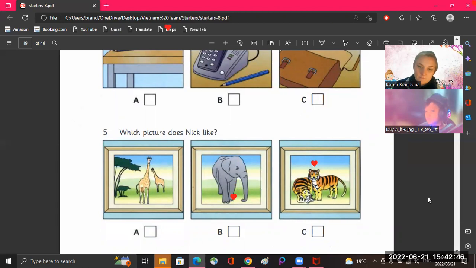Can I have a picture of an animal for my room, please? Yes. Do you like this picture of an elephant? No. And I don't like those giraffes. And this picture of tigers? Do you like this? Yes, it's great.